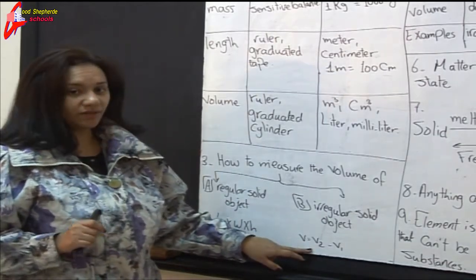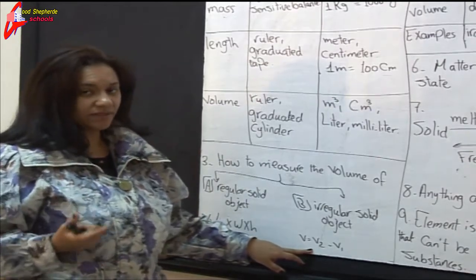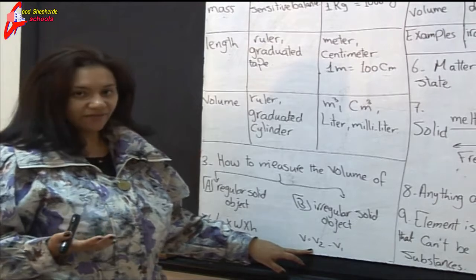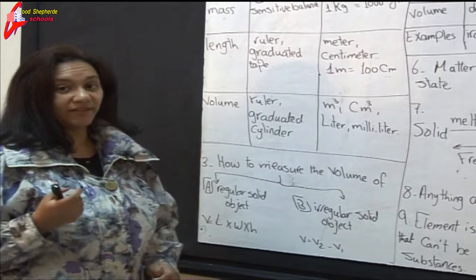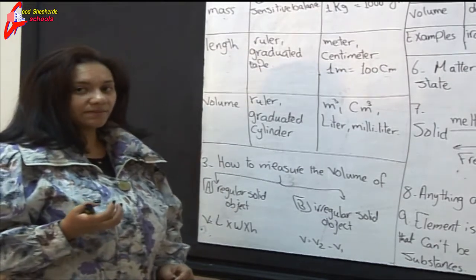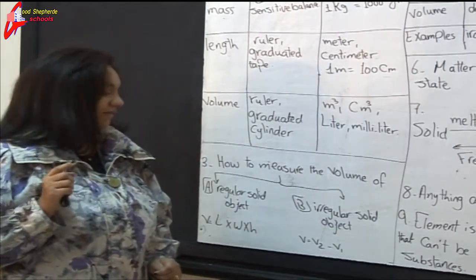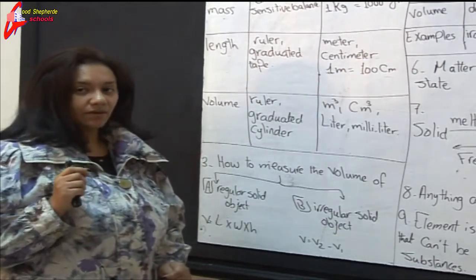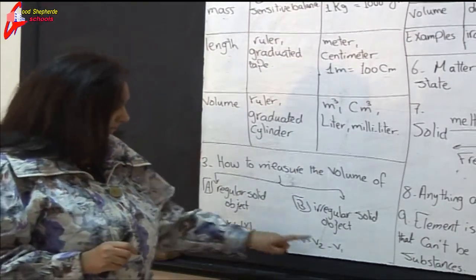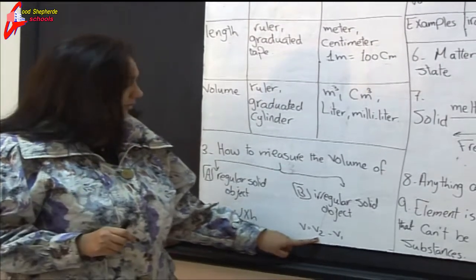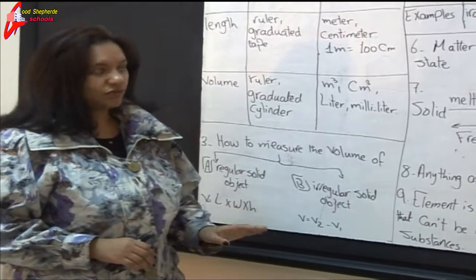V2 is the value of the volume of water and the solid substance, for example 50. And V1 is the volume of the liquid only, so I will subtract them from each other. So V2 minus V1 equals the volume of the irregular solid object. V2 is the volume of water and the object, V1 is the volume of water only. This is the summary of lesson 1.